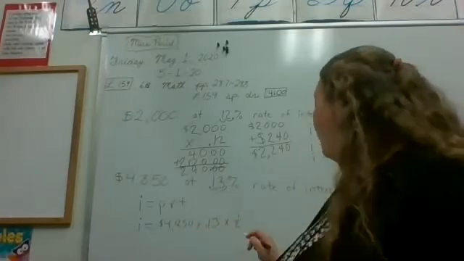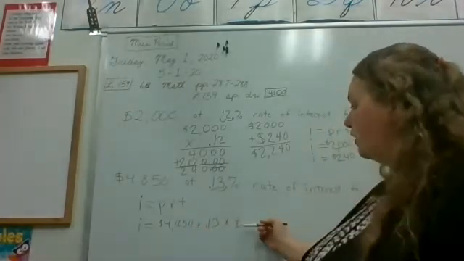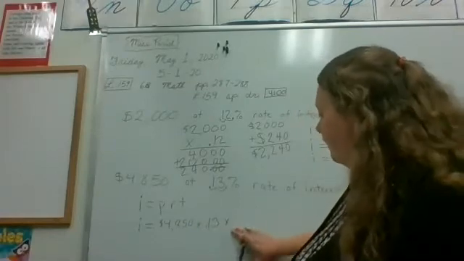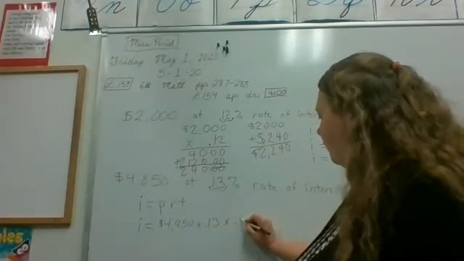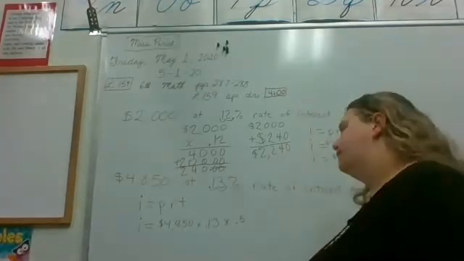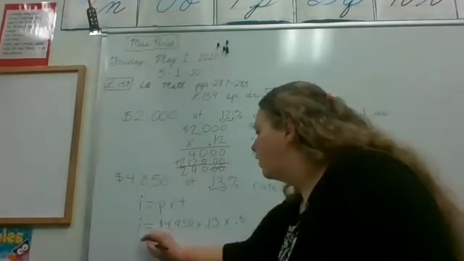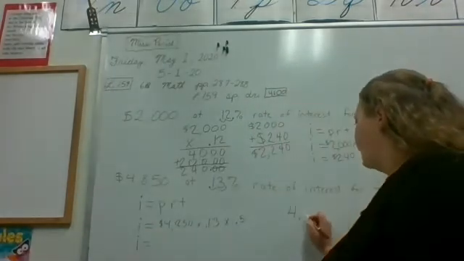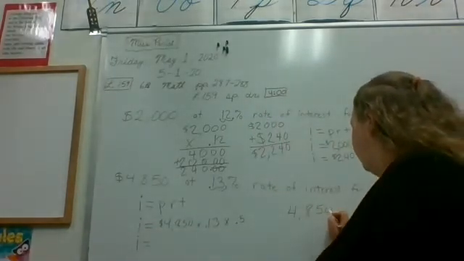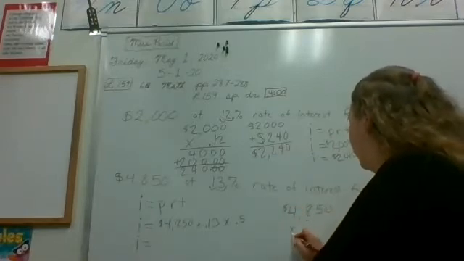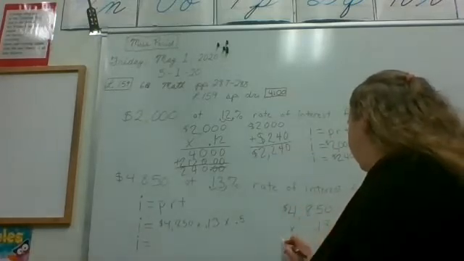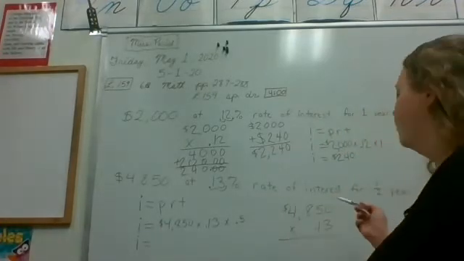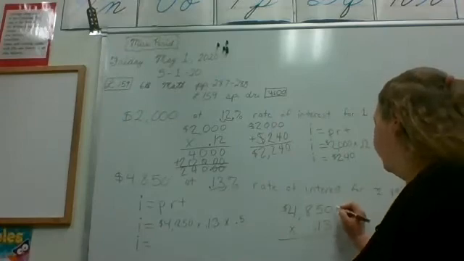All right, so now, we had 1/2 of a year. So we're gonna have 1/2, or we could put 0.5 in here. I think I'm gonna put 0.5 in here for this one. So over here, because we're gonna have I equals, we need 4,850 times 0.13. So we start with one of them. Of course, we can't multiply both at once, right? So we've gotta multiply one at a time.